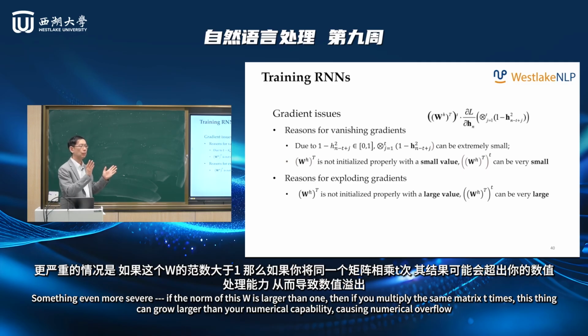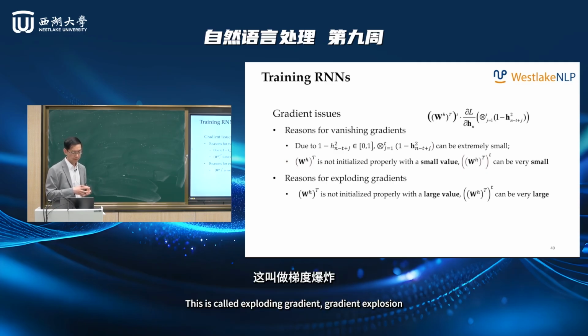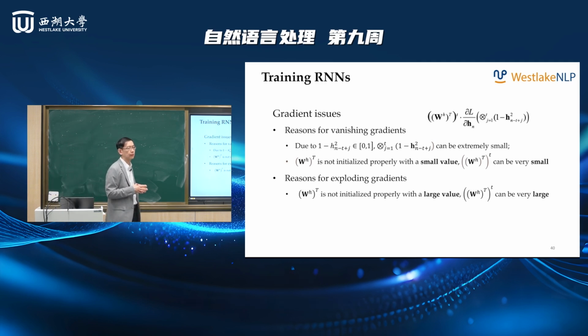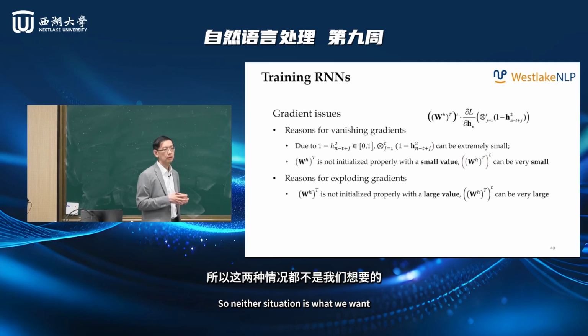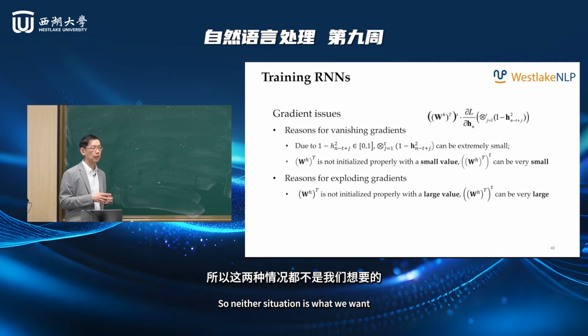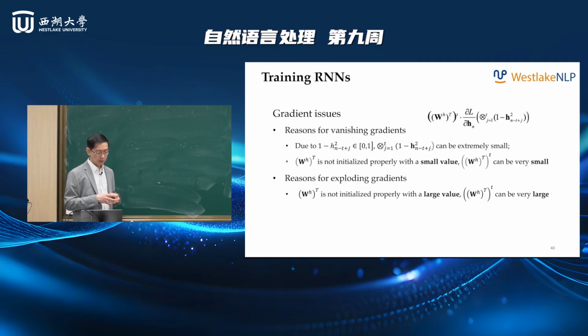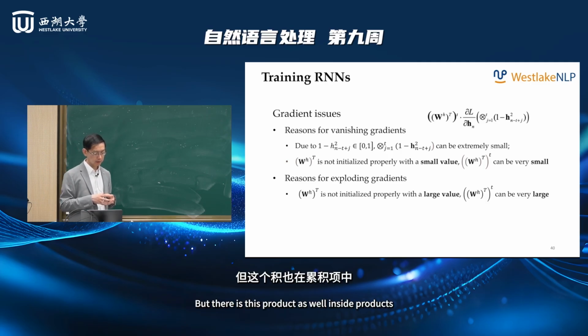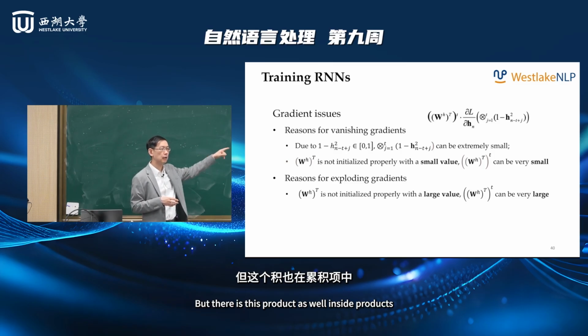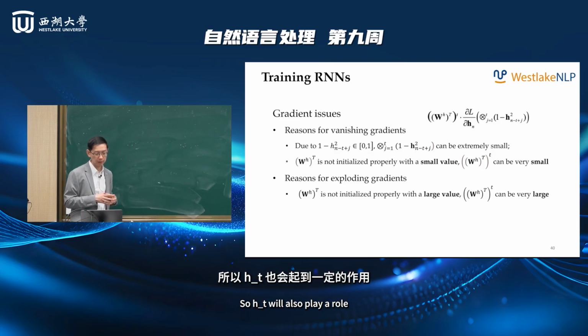So something even more severe: if the norm of this W is large, more than 1, then if you multiply the same matrix t times, this thing can grow larger than your numerical capability, causing numerical overflow. This is called exploding gradients, okay? Gradient explosion. So neither situation is what we want. I just explained W to you, but there are these products as well, right? Inside the product, H_t will also play a role.